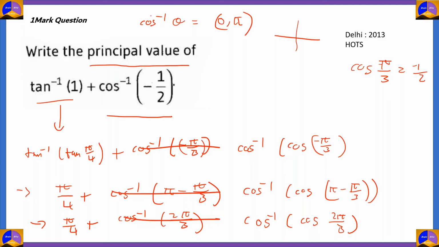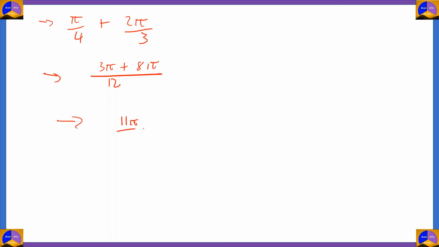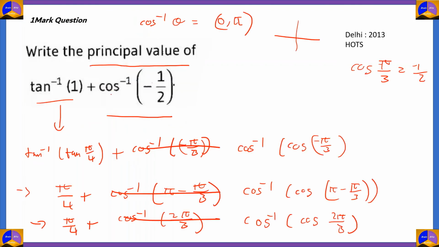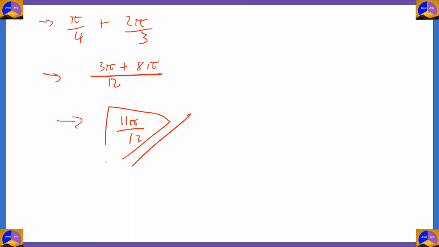Now what we do is we eliminate cos and cos inverse. So it'll be pi by 4 plus 2 pi by 3. And the LCM for 4 and 3 is 12. 3 pi plus 4 times 2 pi, that's 8 pi by 12. And so you'll get your answer, 11 pi by 12, as the principal value of tan inverse 1 plus cos inverse of minus 1 by 2. So that's the way you try to solve these questions. So here we have a principal value of a combination of inverse functions.